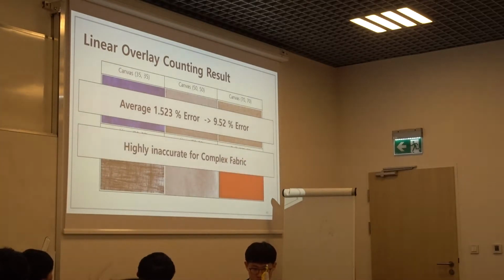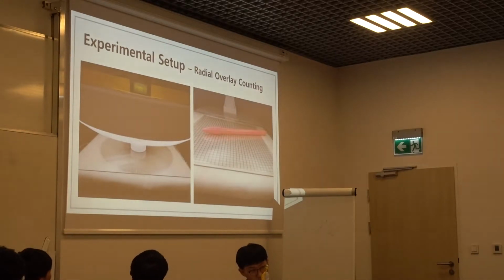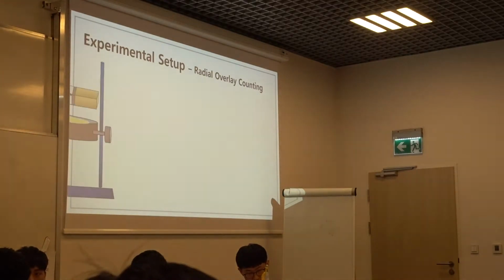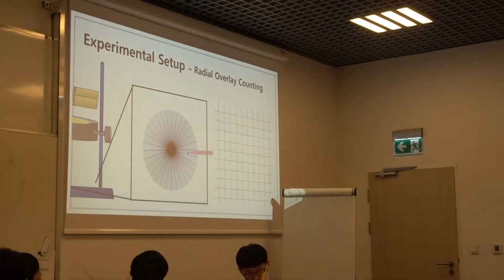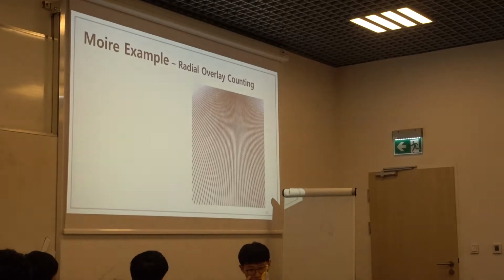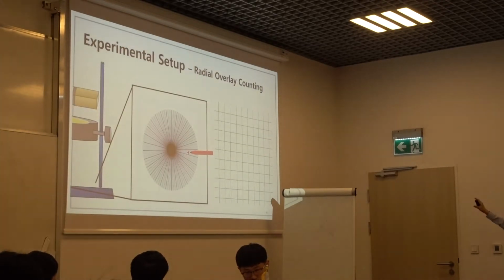So why is this? Well, we believe that this method is highly inaccurate for complex fabric, and we will modify our counting overlay in order to make sure that twill is also calculated. So, the experiment for the radial overlay counting. We first had a radial overlay, and then we marked the cross where the warp pattern occurs. Then we placed that overlay on top of the grid so that we can measure the coordinates. With the coordinates, we were able to reversely calculate Tm and zeta, which are the orientation and also the frequency difference between each of the warp and weft directions.